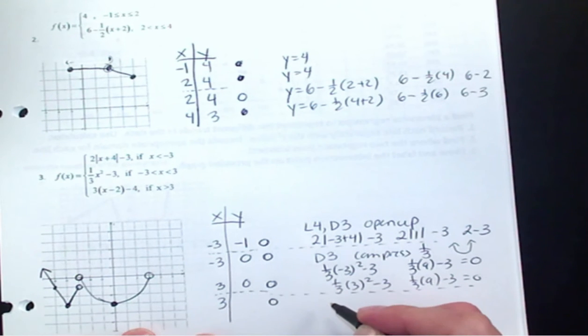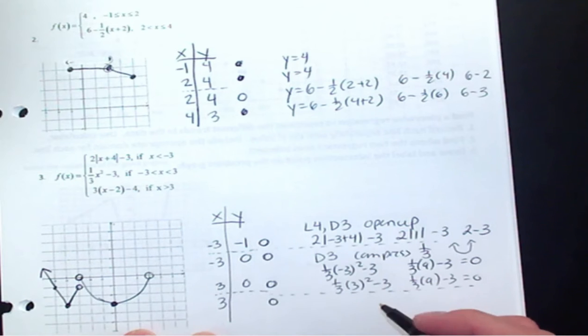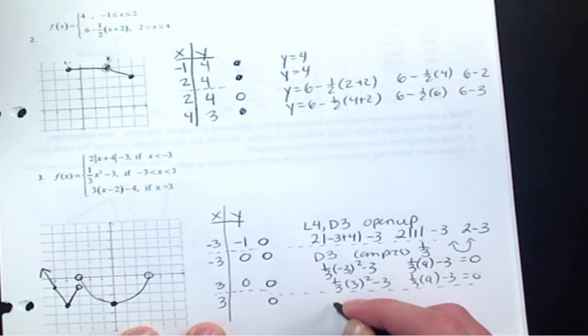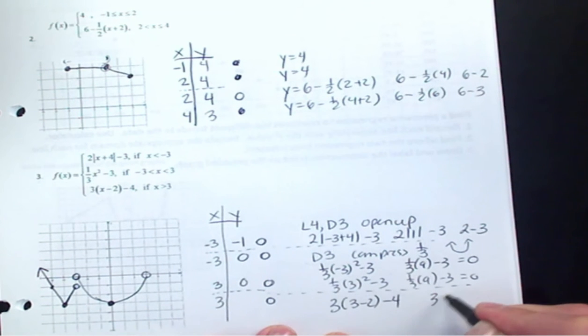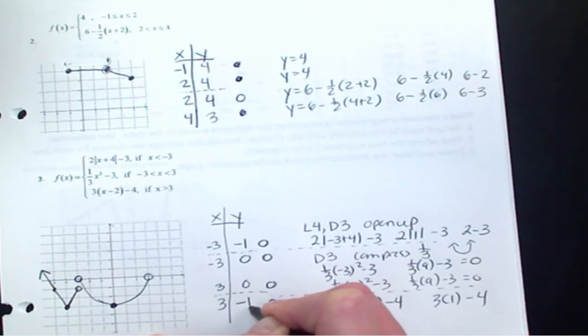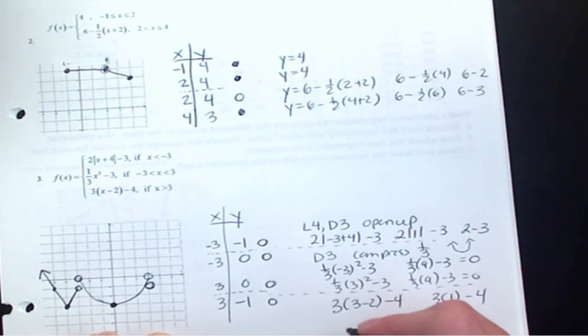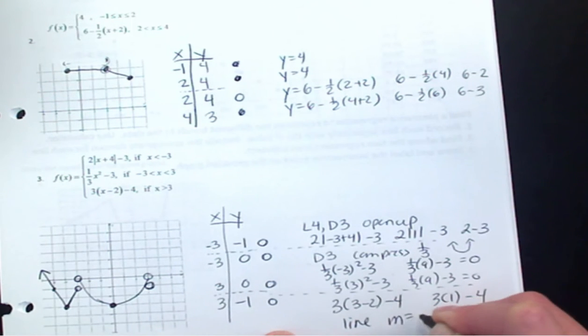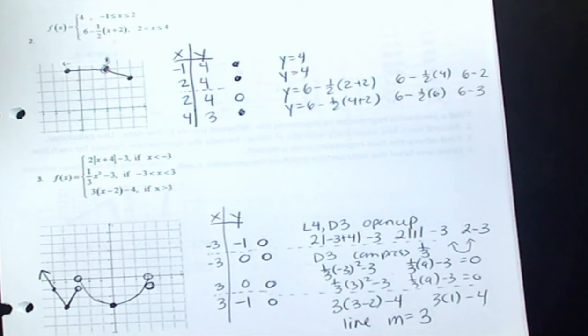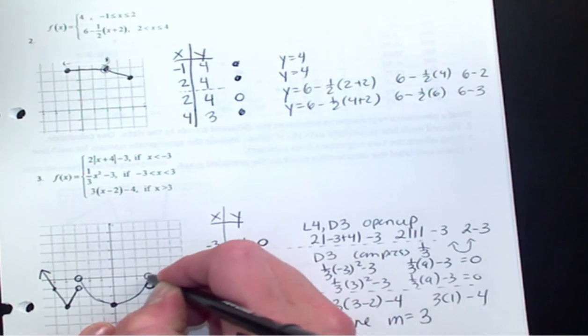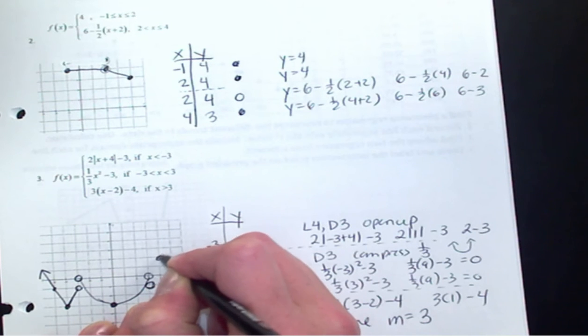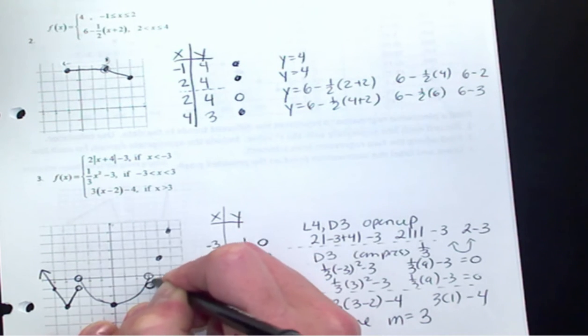Okay, last one. Well, I kind of noticed that's the equation of a line, so let's just plug in 3. Okay. -1. 3, -1. Open. And it's a line with slope of 3. Well, if you have a point and a slope, you can draw the line. Just start at the point and count the slope. 1, 2, 3 over 1.